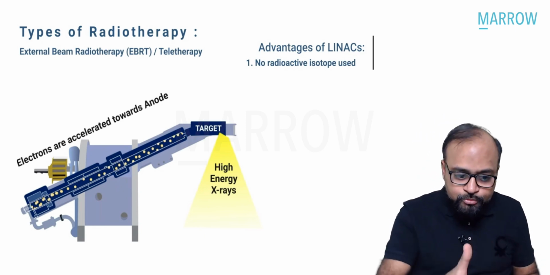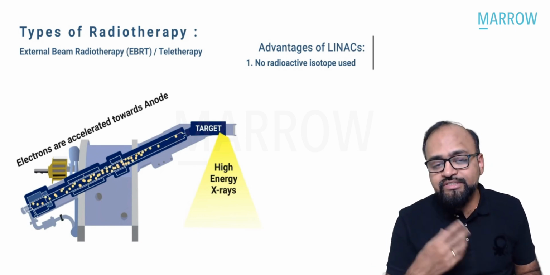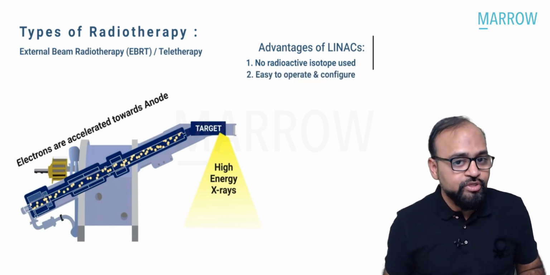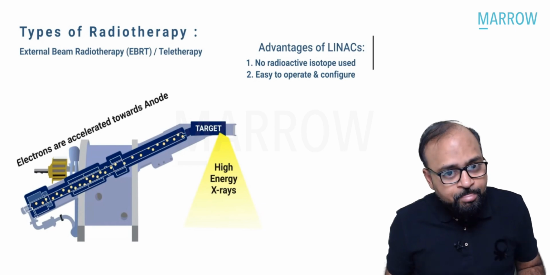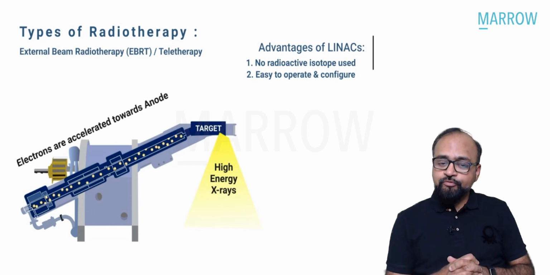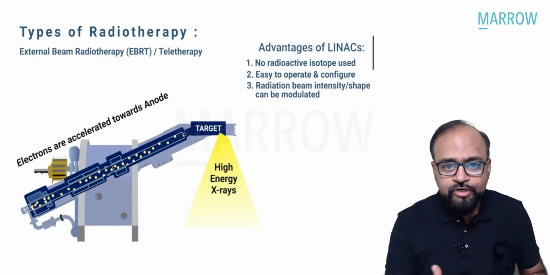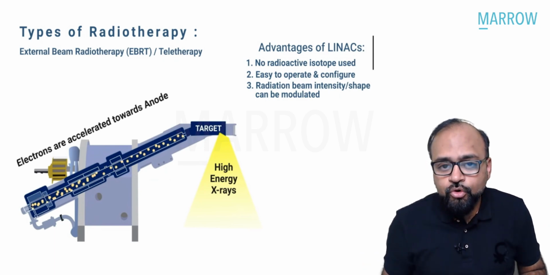There are simple knobs on the machine. If I turn those knobs, I can increase or decrease the strength or intensity of these beams. So they are very easy to operate and configure, right? Now this is about external beam radiotherapy or teletherapy. We have studied cobalt 60 machines, right? The radiation beam intensity and shape can be modulated by using filters or collimators.